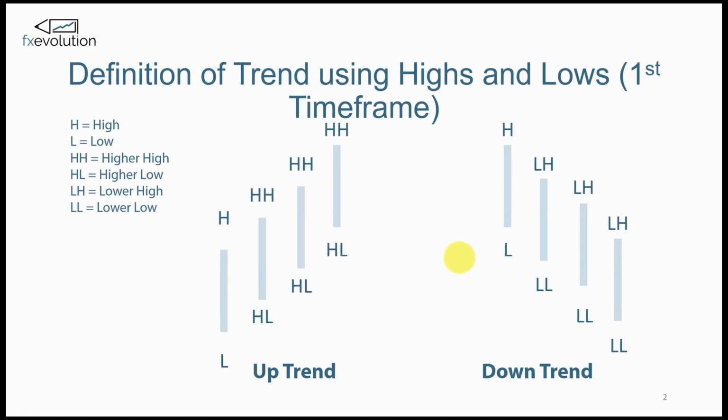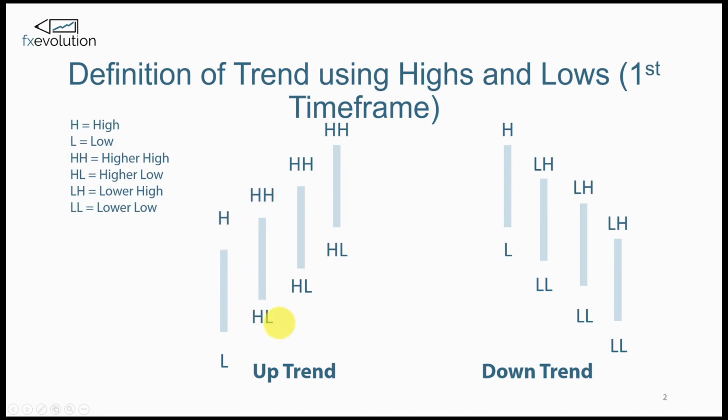So let's define trend using a series of highs and lows. This is what we call the first time frame. When we see price in the market moving upwards and downwards, it ends up making a candle or a bar over different time frames. Let's say we had an hour time frame. Here we have an hour candle or bar, and we can see that it has a high point and a low point.